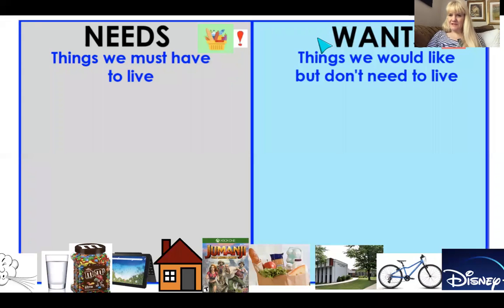The other thing we're talking about is wants. Wants are things we would like to have, but we don't need them to live. And the little icon we have to go with that is a video game controller. So those are things that make our lives a little better, a little happier. So we have a star to go with that. But they're not things that we have to have. So that's where we're going to put wants.